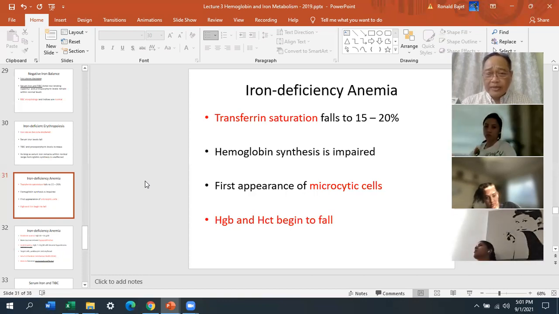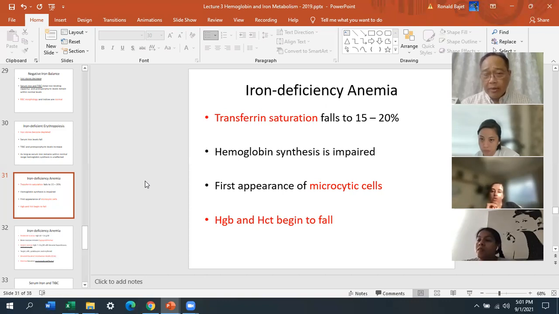So hemoglobin synthesis is impaired, and now you're going to start seeing microcytic cells, okay, because iron is low, hemoglobin synthesis in the bone marrow is impaired, so now you're producing microcytic cells. What do microcytic cells look like? Anybody?